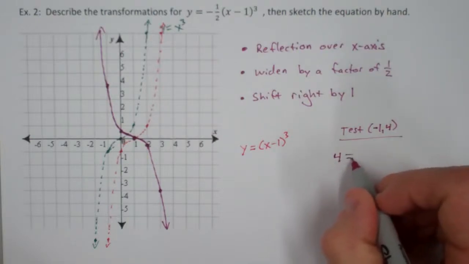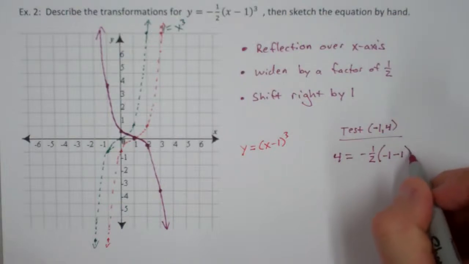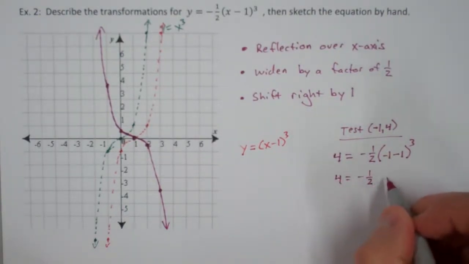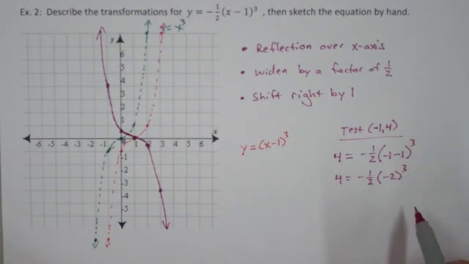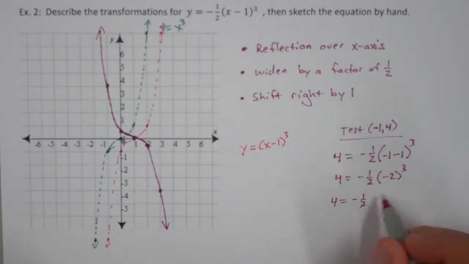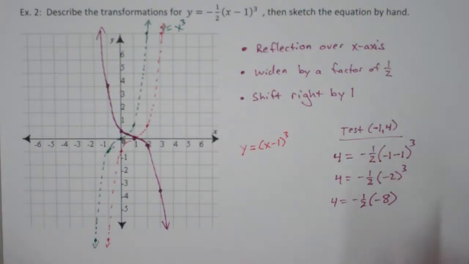We've got 4 is equal to -1/2 times -1 minus 1 to the third power. So this will be 4 is equal to negative 1/2 times negative 2 to the third power, since negative 2 would be inside. We're using order of operations here to simplify the right side. There's no variables. We're not solving for anything. Now we have negative 2 to the third power. So that is going to be negative 8. We're multiplying these two. You could use a multiplication symbol if you wanted to here. A negative times a negative is a positive. And 1/2 times 8 is 4.